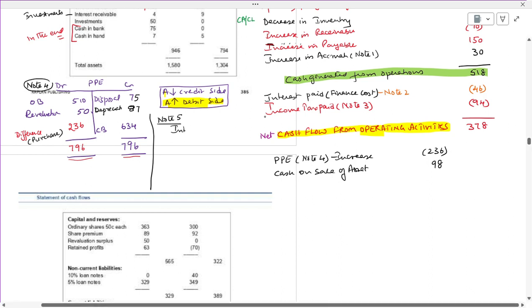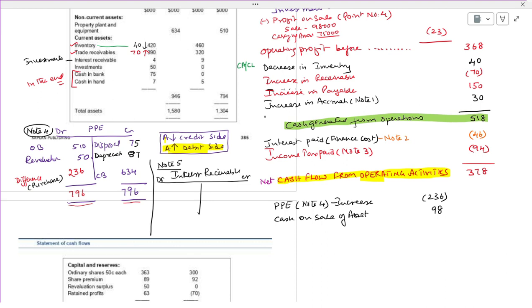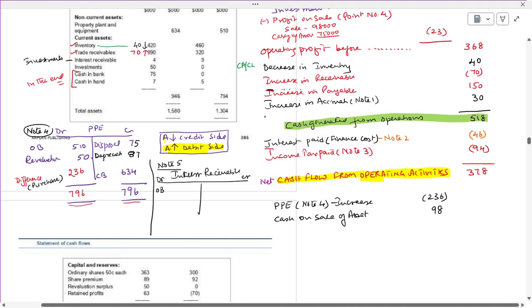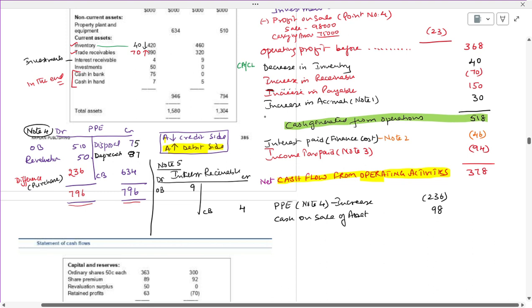Interest receivables. Is it right? It is an asset. Debit balance will be on which side? Opening balance will be on which side? Asset, opening balance? Debit side. How much is that? 9. Straight away, closing balance. You can write like this in examination, nothing will happen. Is it right? Closing balance is how much? 4.